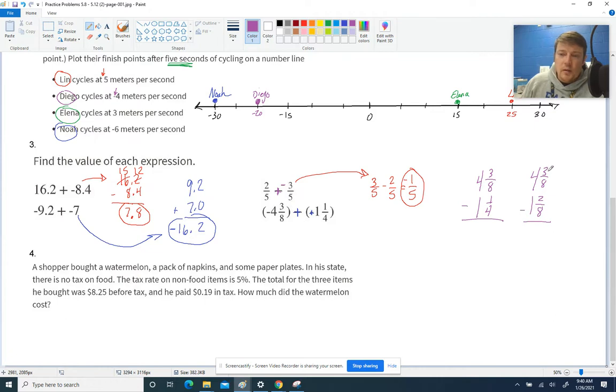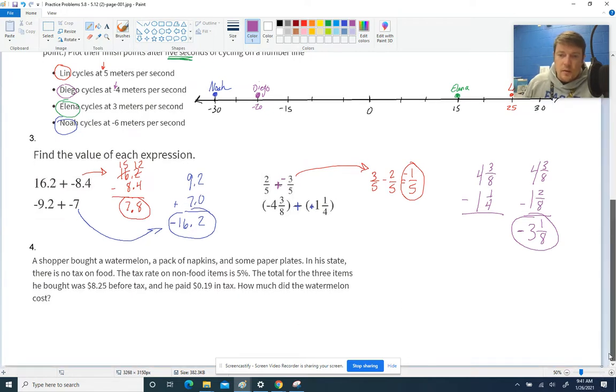And then we can subtract. 3/8 minus 2/8 is 1/8, and 4 minus 1 is 3. And the sign goes to the negative team because 4 is further away from 0 than 1 is. So this is actually a negative 3 1/8. And that's number 3.